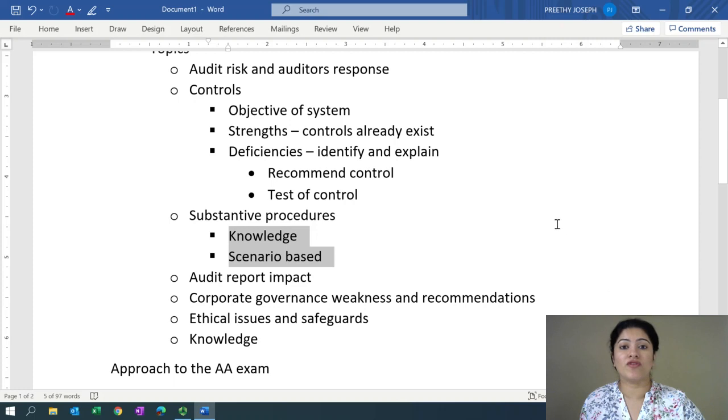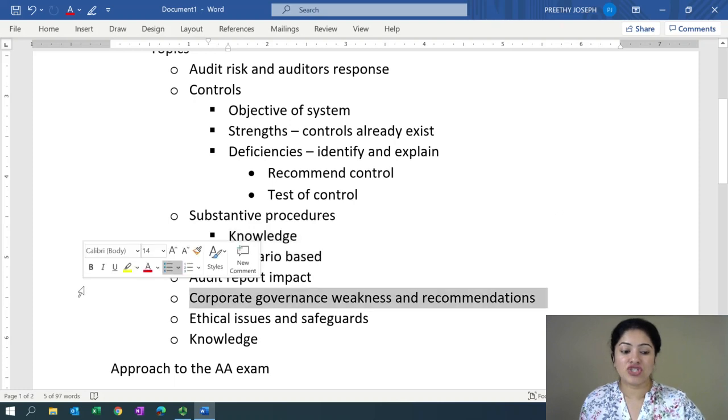That is where it will be one of the 20-mark questions, where they will give you maybe 3 scenarios, and for each of the scenarios you'll have to talk about what is the issue under consideration, and then based on the given facts, you'll have to design substantive procedures spontaneously on the day of the exam.